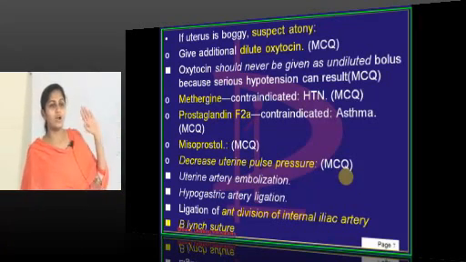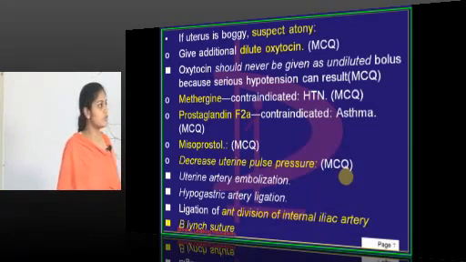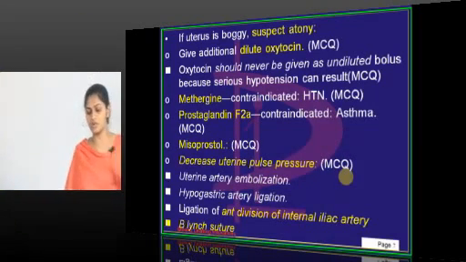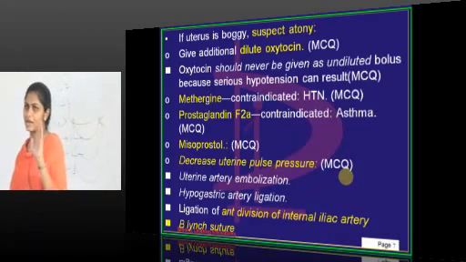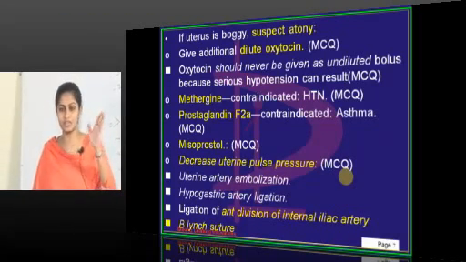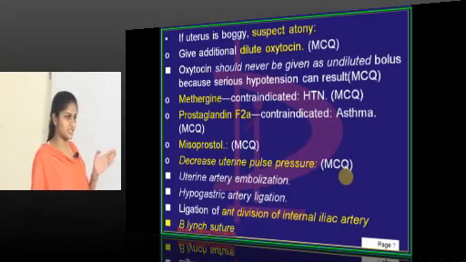One more thing: now we should give emergency treatment for this uterine atony. The first drug we start is oxytocin. Now, what is the active management of the third stage of labor? What are all the components of active management of the third stage of labor?